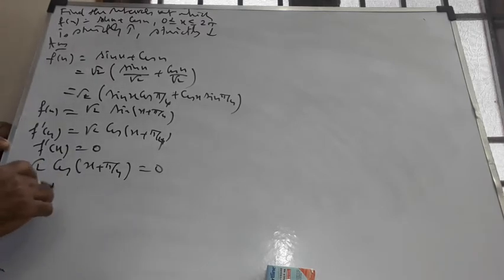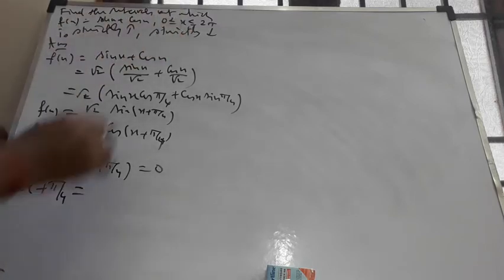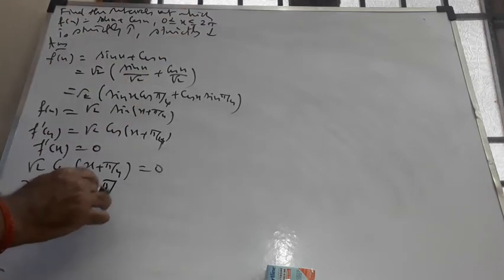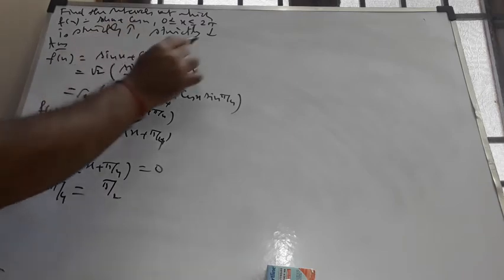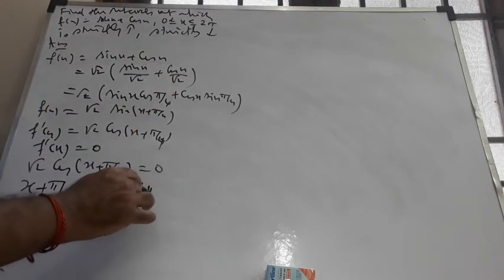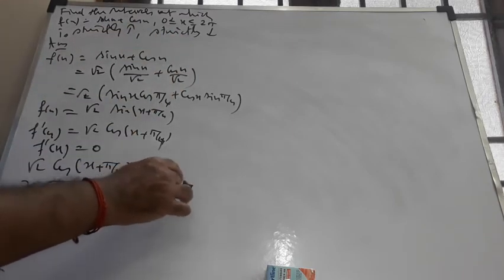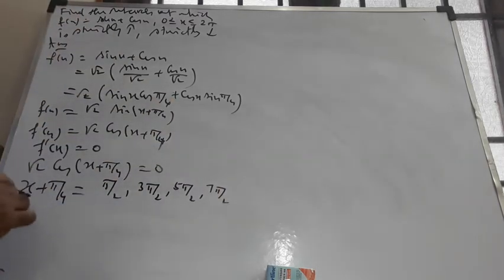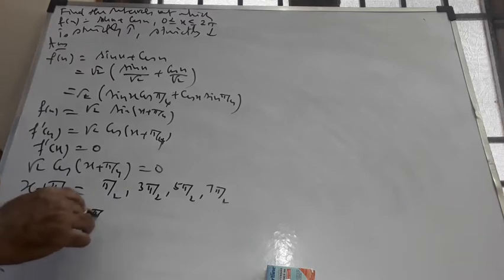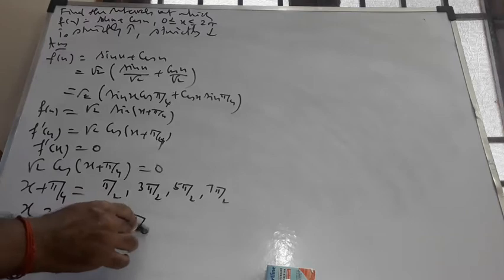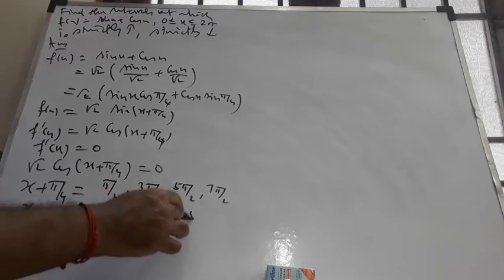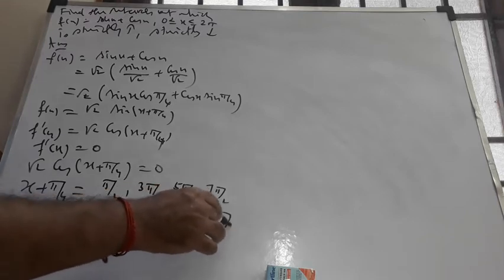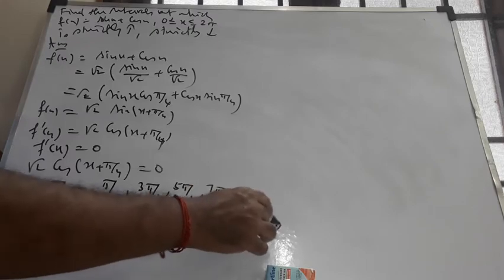Therefore, what I will choose here is only positive values, no negative values given. It is between 0 and 2 pi given. Therefore, I will take pi by 2, 3 pi by 2, 5 pi by 2, 7 pi by 2. It goes on like this. Just listen carefully. Now, therefore, my x will become pi by 2 minus pi by 4, then 3 pi by 2 minus pi by 4, then 5 pi by 2 minus pi by 4, then 7 pi by 2 minus pi by 4.